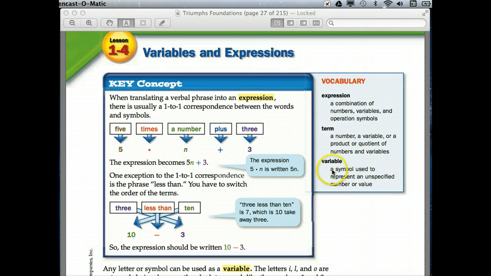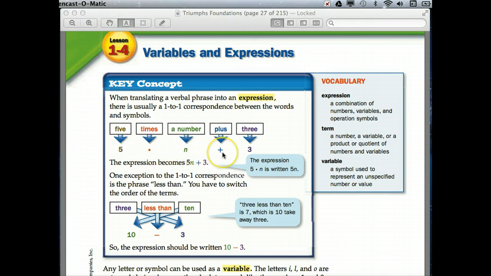So it's the product or quotient of numbers and variables. And a variable is a symbol used to represent an unspecified number or value. So a lot of times we use X in algebra. When we're doing word problems, a lot of times we use N because it says something about a number. So we use N to represent number. Now there usually is a one-to-one correspondence. So what that means is for every word you see, there's going to be some kind of symbol that we're going to use. Either a number, or an operation symbol, or a variable.